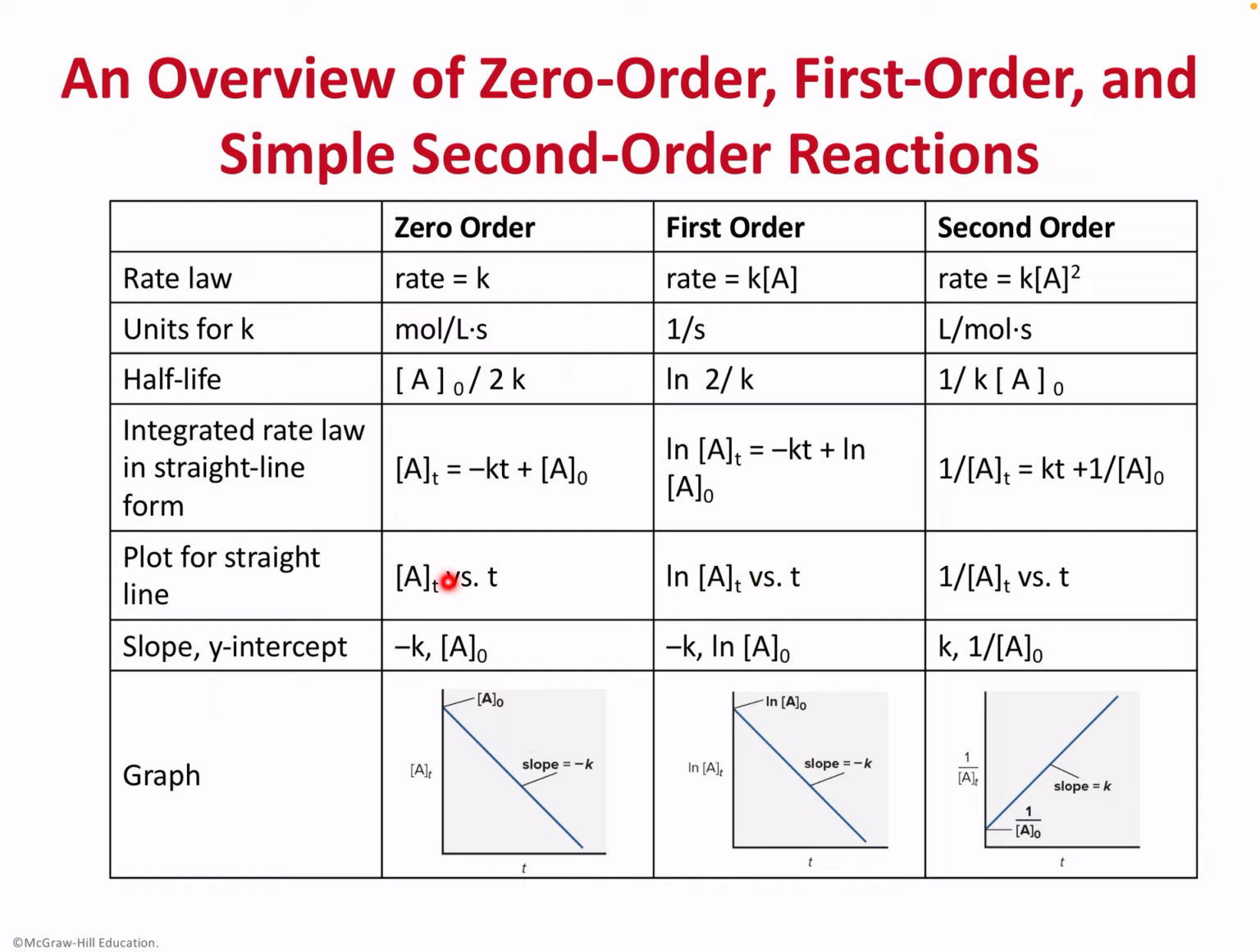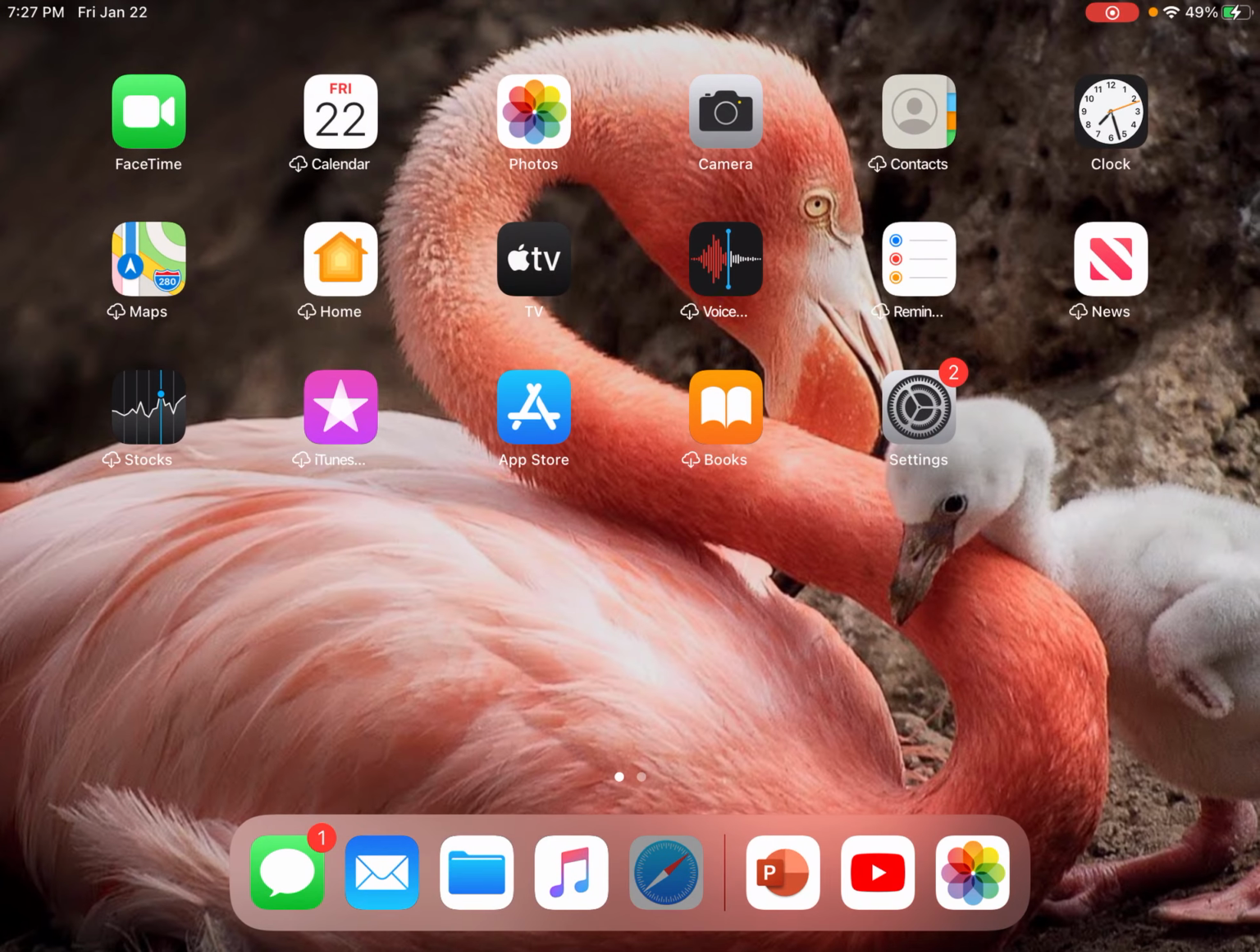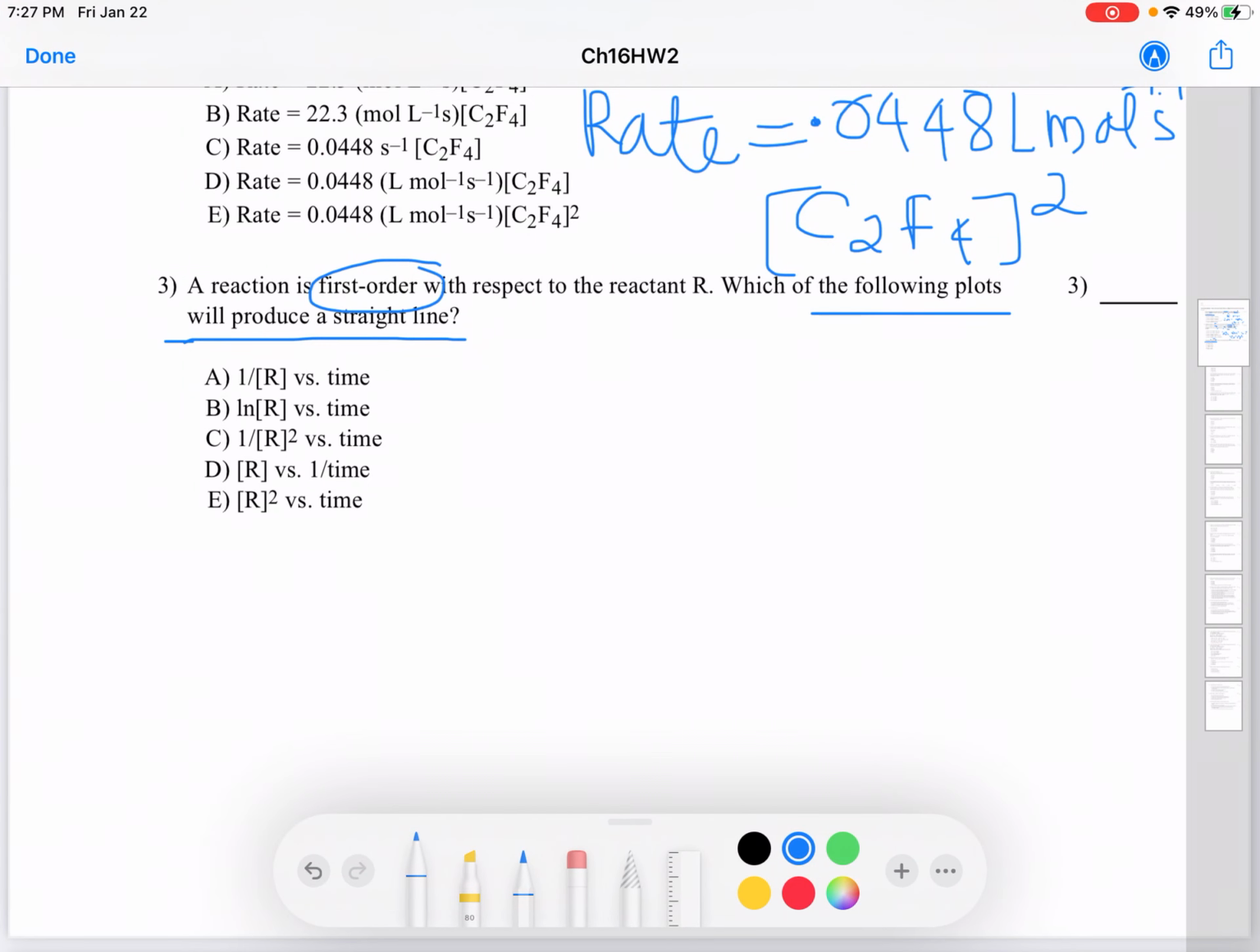If it is a zero order, concentration of A versus time, and if it is a second order, 1 over the concentration of A versus time. So with that information, you should be able to understand and answer this question. Which one produces a straight line? You can find the answer right there.